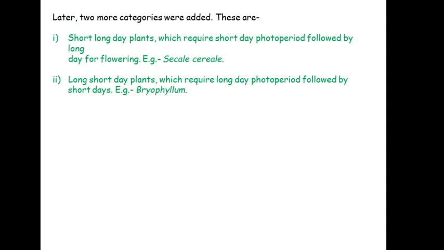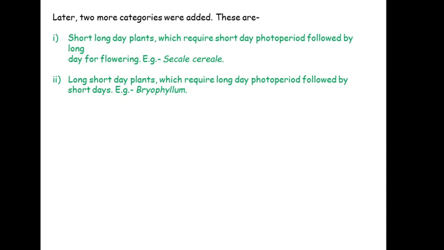These two categories are short long day plants and long short day plants, because they have found that there are some plants which are not day neutral plants, but their photoperiodic requirement is very different. It's a very special type, meaning they have a very different kind of requirement. In the case of short long day plants, in order to flower, first they require an exposure to a short day photoperiod followed by a long day photoperiod for the flowering process.